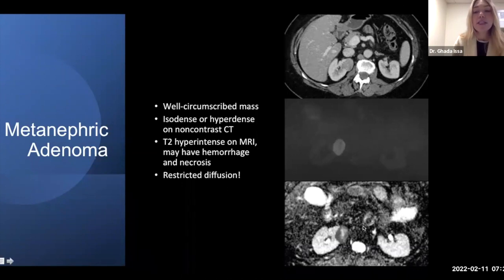As we can see in this example, we see a mass exophytic at the right kidney, hypoenhancing compared to the renal parenchyma, and this is the DWI and corresponding ADC. This lesion actually had central necrosis, but you can see that the periphery is restricting.